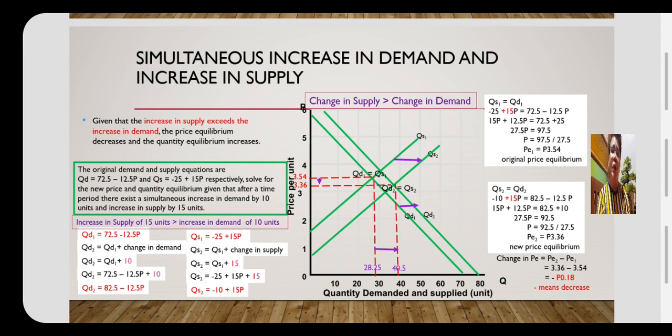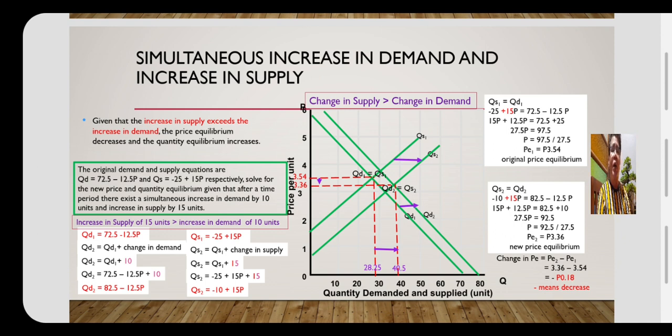So that the new demand equation is QD1 plus change in demand, where the QD1 refers to the original demand equation. And the original demand equation is given by 72.5 minus 12.5 P, while the change in demand is an increase in demand by 10 units, so that we will introduce the plus 10. Plus because the change in demand is an increase in demand by 10 units. So the new demand equation now is 72.5 minus 12.5 P plus 10. And to simplify, we have 82.5 minus 12.5 P.